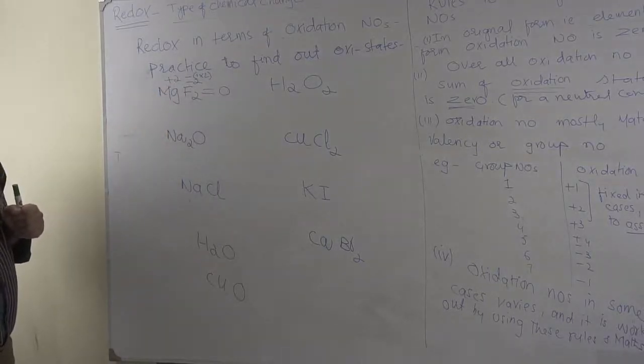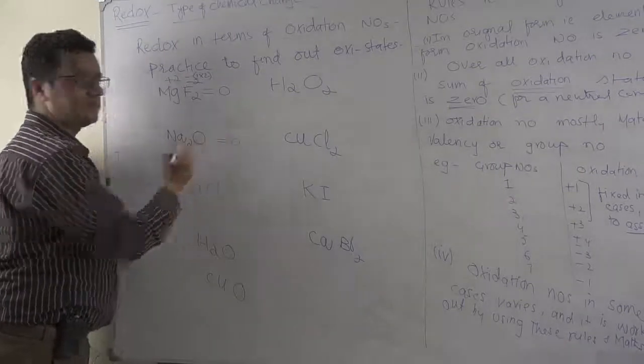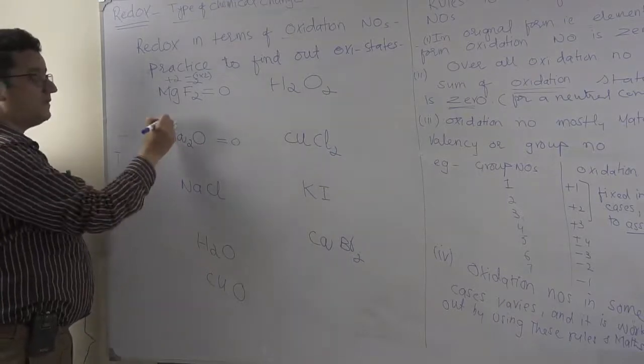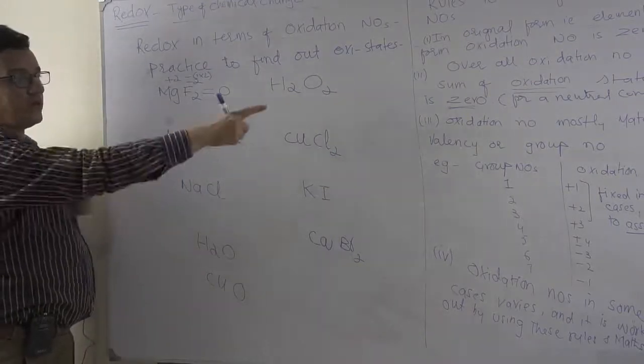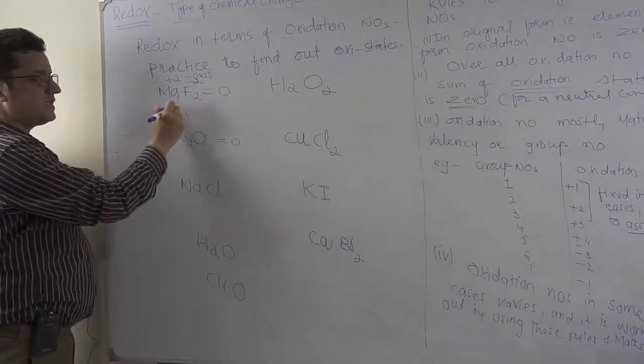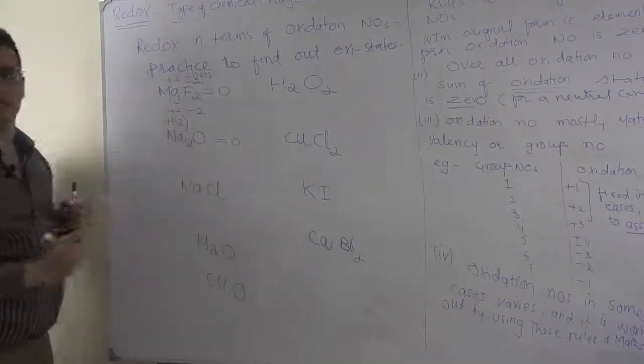F is -1. Sodium oxide, overall oxidation number is 0. Now sodium, group 1. I said assign group 1 first. The rule says first to group 1 and group 2. +1 into 2 makes it +2. It means oxygen must be -2 to make it 0.